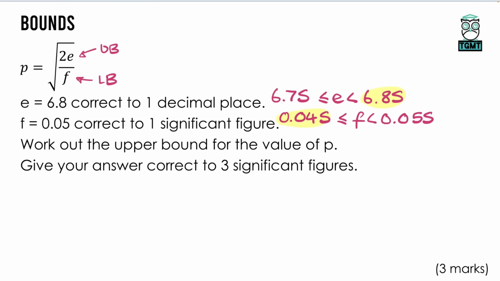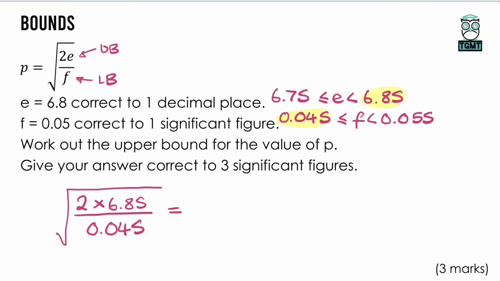So all we need to do is type that into our calculator. So we're going to do the square root of 2 times 6.85. And on the bottom, we're going to do 0.045. Once we've typed that in, it does want us to give our answer to 3 significant figures, but if we type that into the calculator, 2 times 6.85 on the top and 0.045 on the bottom, making sure it's all underneath the square root, we get a final answer which comes out as 17.448336644. I've written the whole number down.